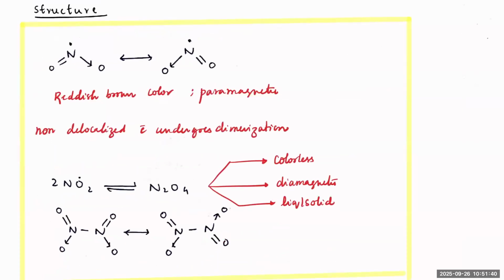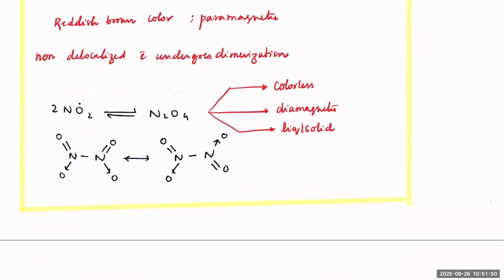In NO2 there is an odd electron present on it, so it is a reddish brown color. It is paramagnetic in nature. And 2 moles of NO2 will convert into N2O4, which is colorless and diamagnetic. It would be in liquid or solid state. Clear?